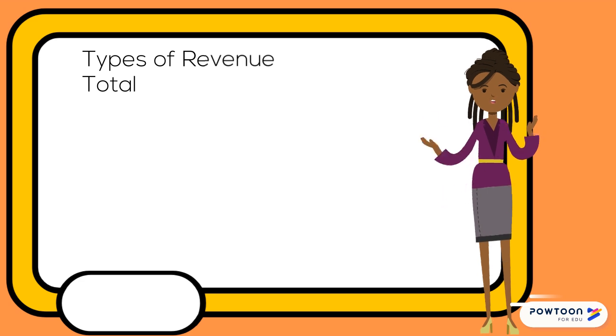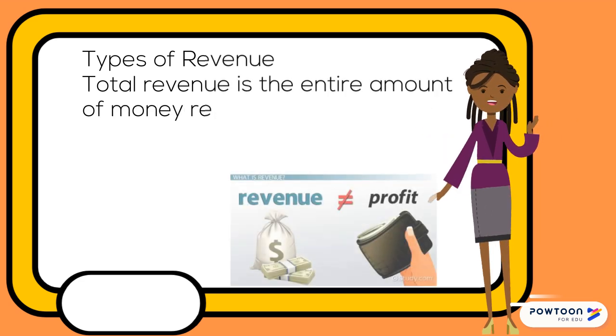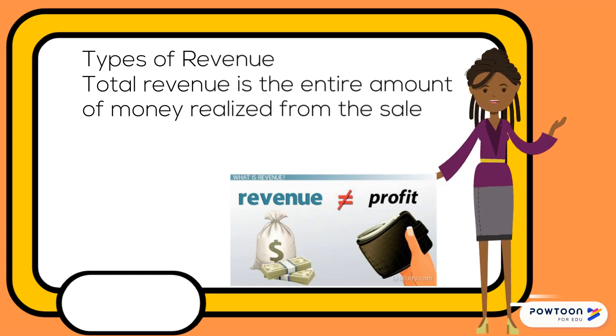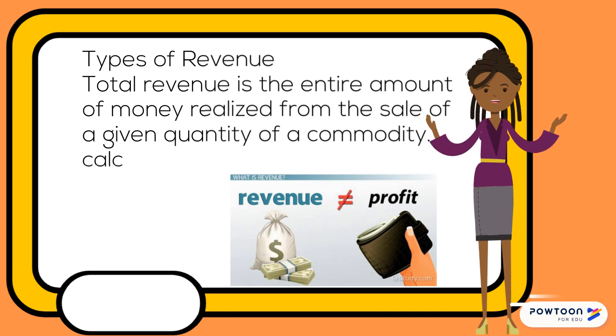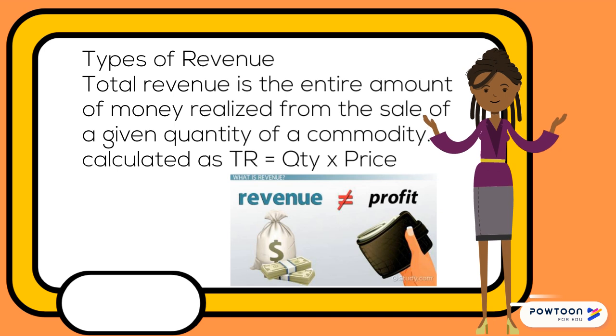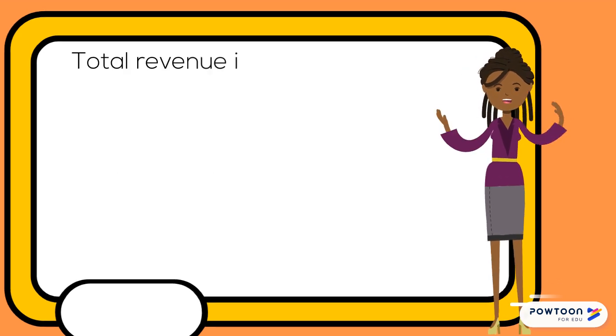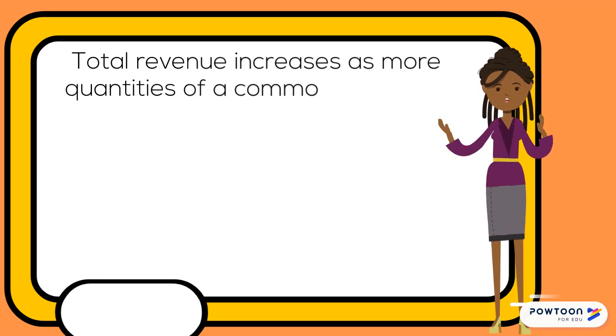Now, let's look at types of revenue. Total revenue is the entire amount of money realized from the sale of a given quantity of a commodity. It is calculated as follows. Total revenue equals quantity multiplied by price. Total revenue increases as more quantities of a commodity are sold.